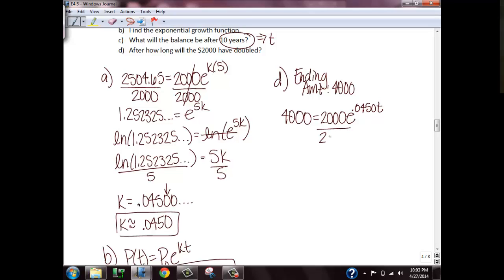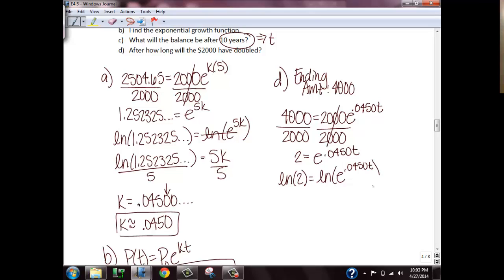So I divide off my 2,000 to get e isolated. When I divide off my 2,000, that leaves me with just 2 is equal to e to the 0.0450t. Then again, I take ln of both sides to get rid of that pesky e. My ln and my e will cancel on the right-hand side, so I'm left with ln of 2 is equal to 0.0450t. Then I just divide off the 0.0450 off of each side to get t completely isolated.